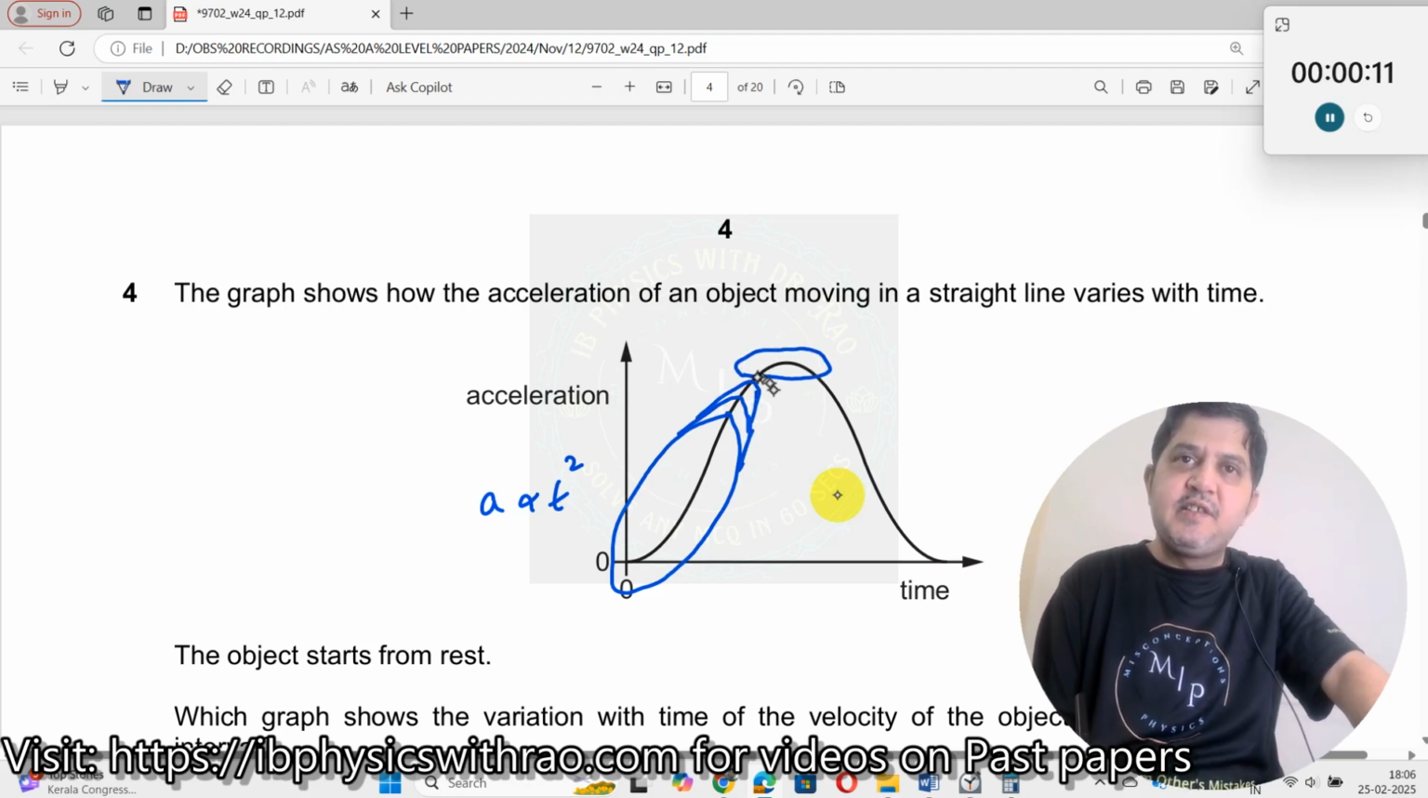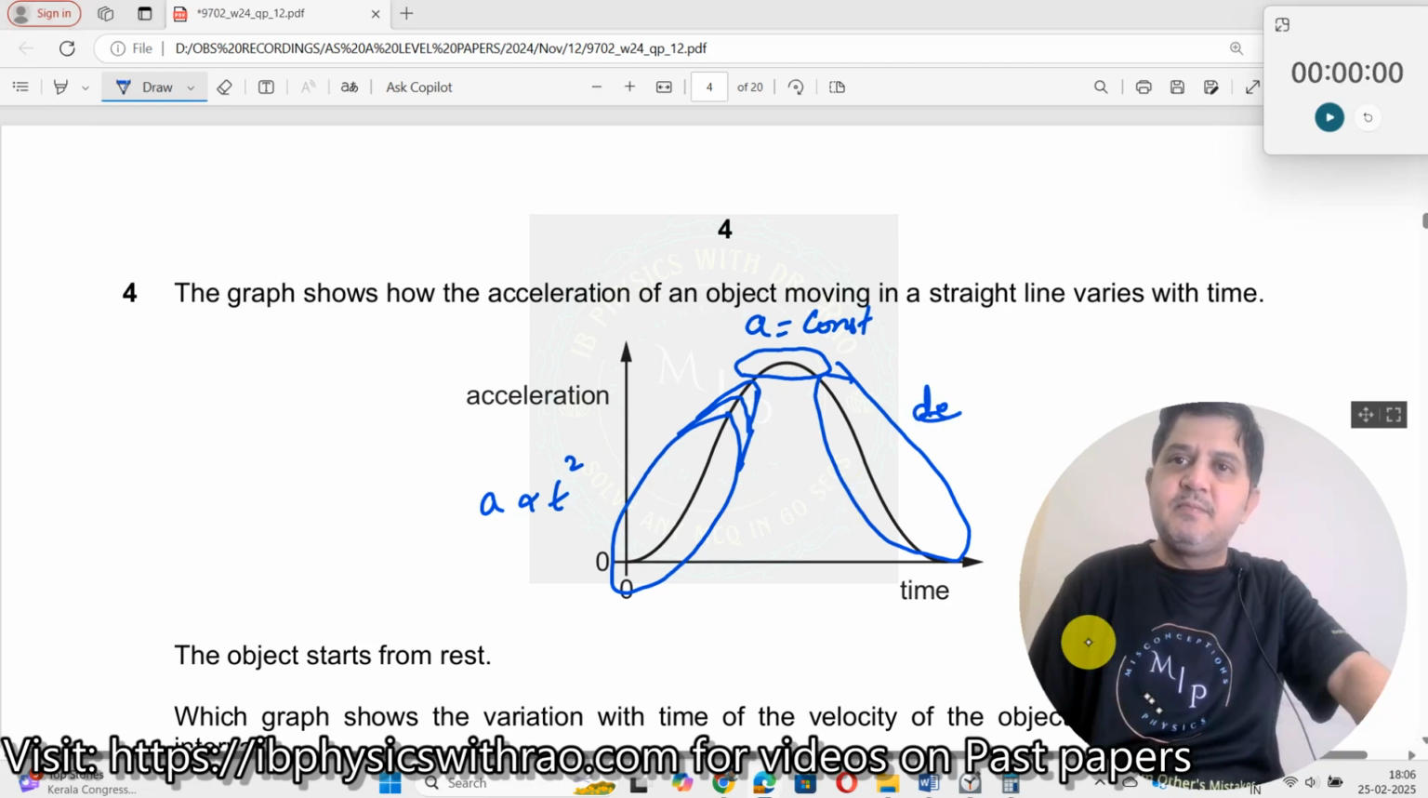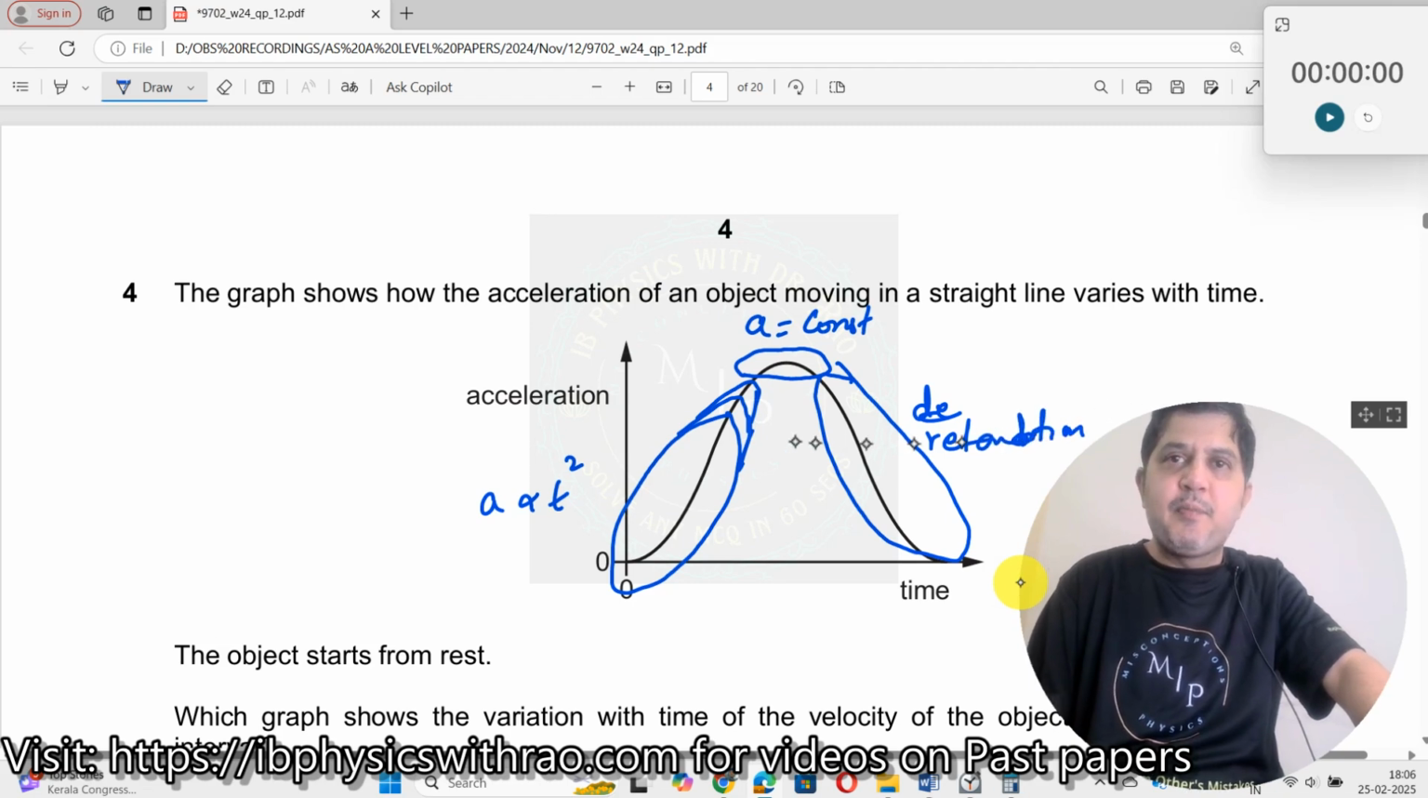Okay, this region, what is this? This is almost a flat region. It doesn't change much. So you can say acceleration is equal to a constant here. Then starting from this region to this region, once again what's happening? Acceleration is now decreasing. There is a retardation. That's once again proportional to t square.